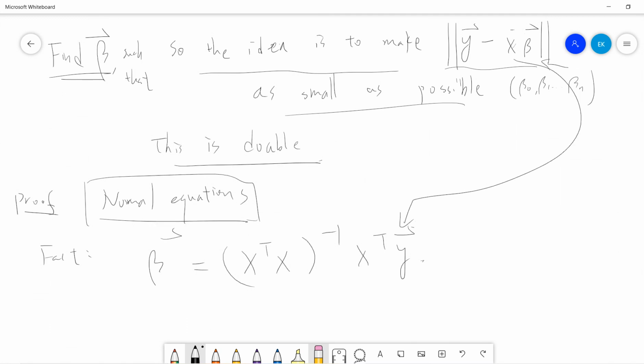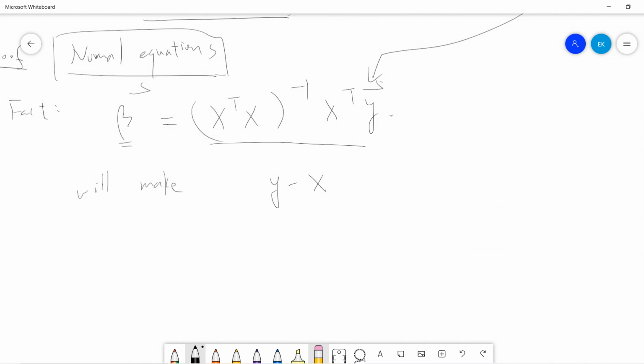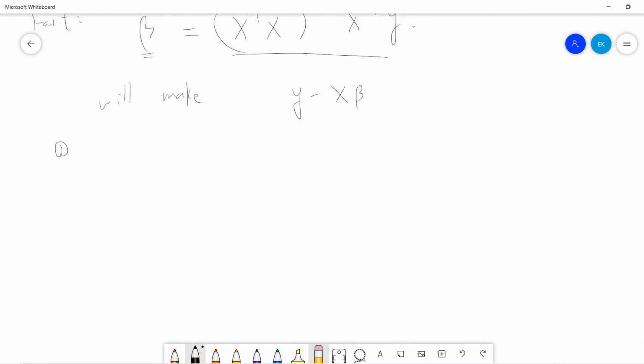Sometimes I will omit the error term just for convenience. What we want to show is that this beta will make y minus x beta as small as possible. There are two proofs. Let's prove the first one, which uses calculus.